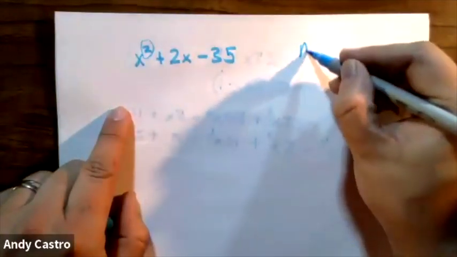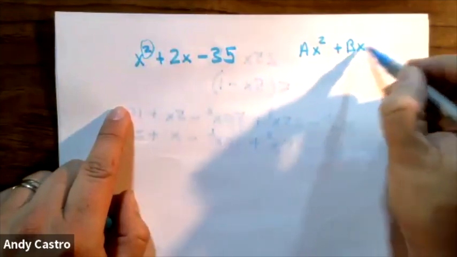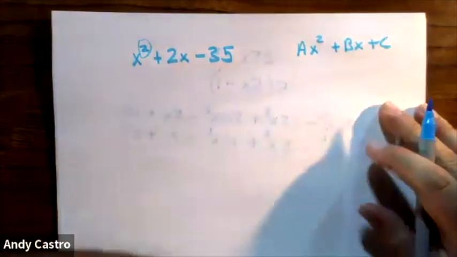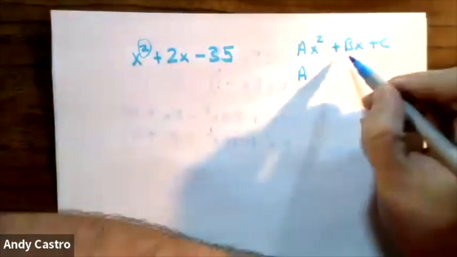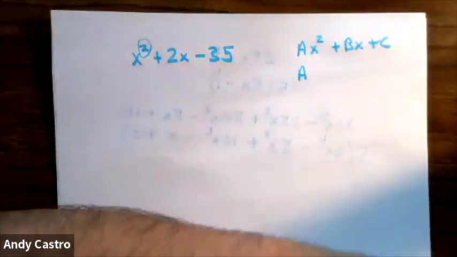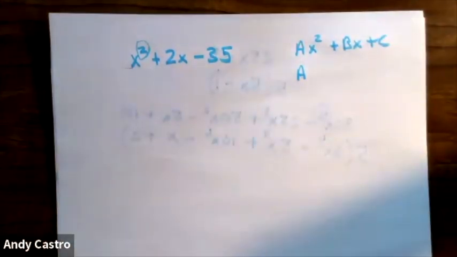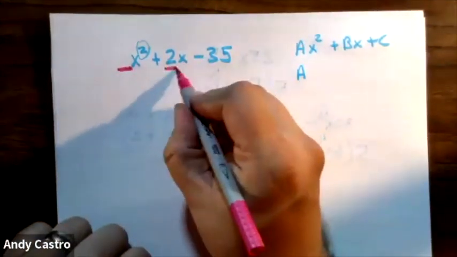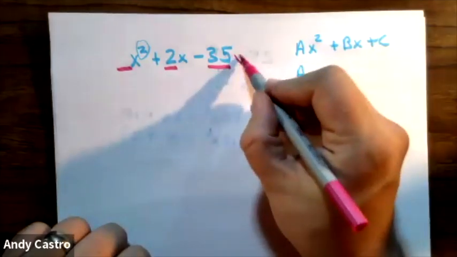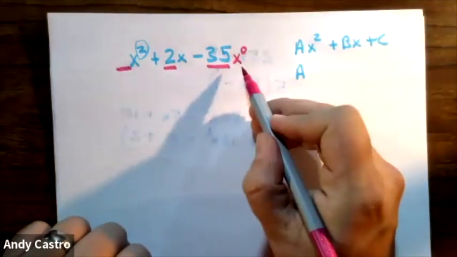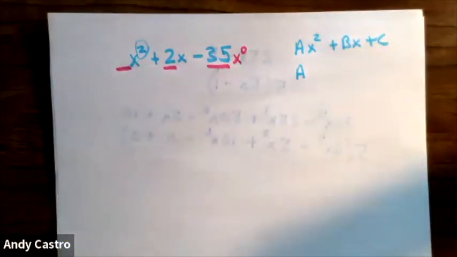One, a quadratic always takes the form of ax squared plus bx plus c. There's always that form. A, b, and c are the coefficients. Whatever number is in front of the variable is the coefficient. You say, well, there's no variable here. Well, there actually is. It's x to the 0. X to the 0 is 1. 1 times negative 35 is just negative 35. We're not writing the x to the 0.